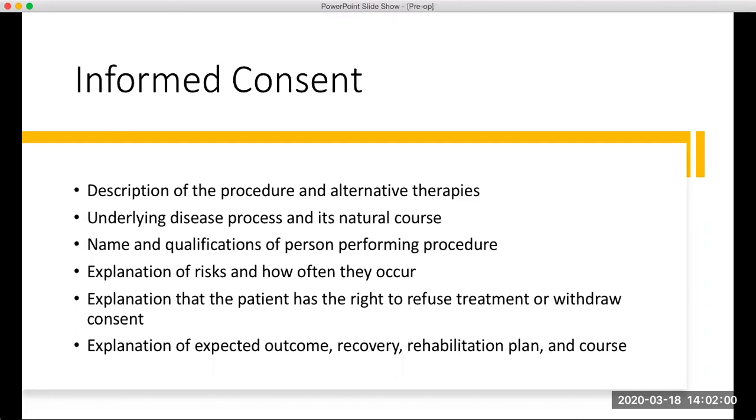So it is the provider's responsibility to obtain an informed consent, and the nurse can reinforce education, be a witness to a signature, that kind of thing. Okay.